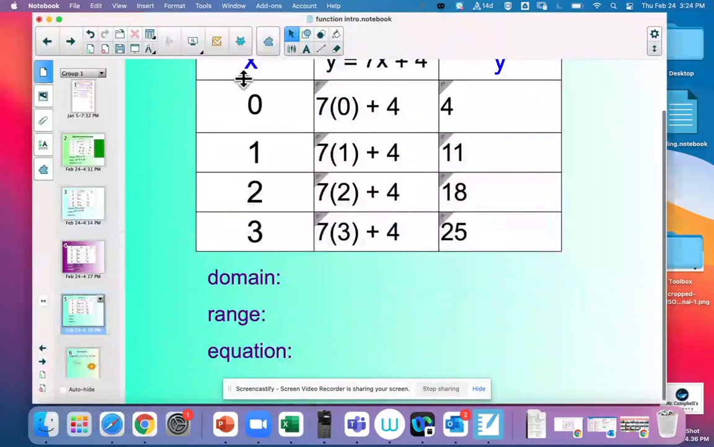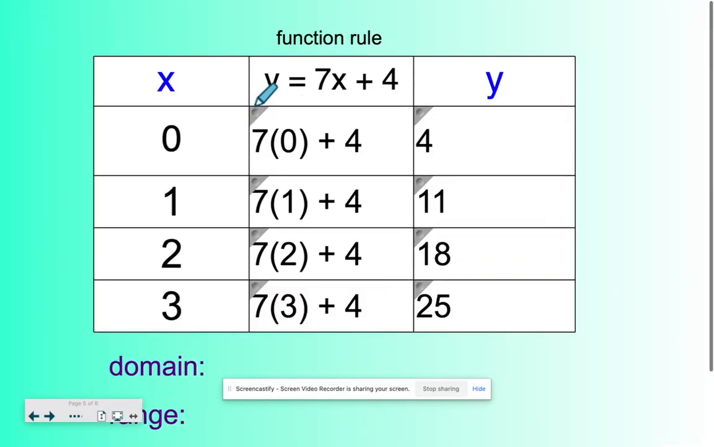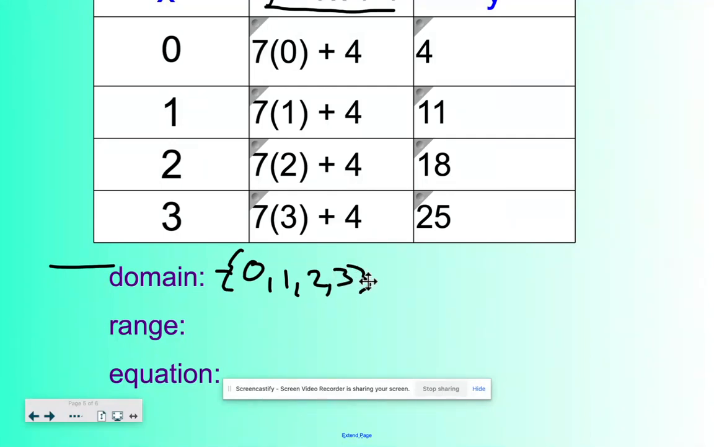Okay. So this one, we already have the equation listed. Notice that we've got a y equals here at the top. So y equals 7x plus 4. This is the equation. So the domain is just my x values, my inputs, which is 0, 1, 2, 3. And the range is just my output values, or my y's, which is 4, 11, 18, 25.